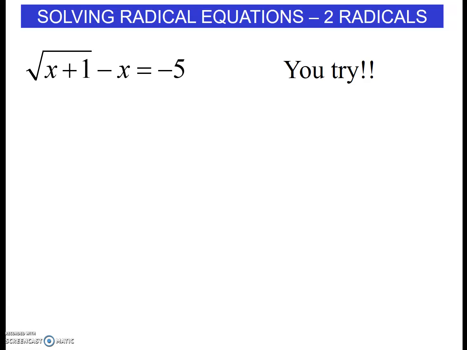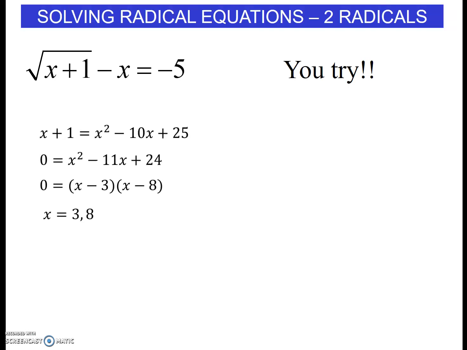Okay, so let's see how you did. Again, we want to isolate it. So I'm going to move my x over, square both sides. I end up with x plus 1 equals x squared minus 10x plus 25. Set it equal to 0, factor, and solve. So we get the answers of 3 and 8. Both of those numbers are fine if you plug them back in.